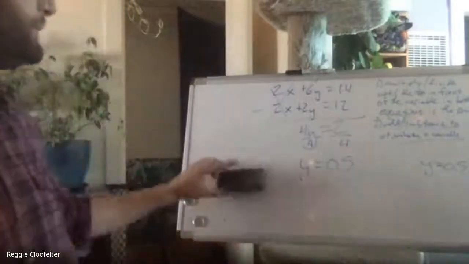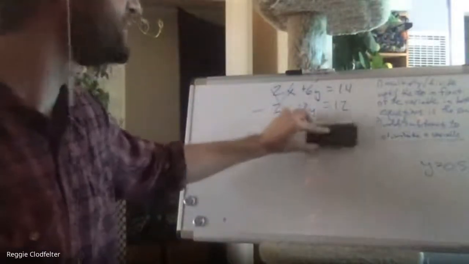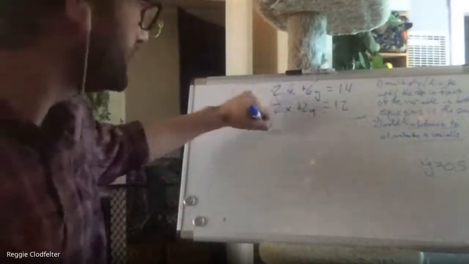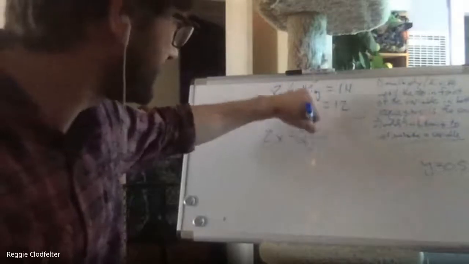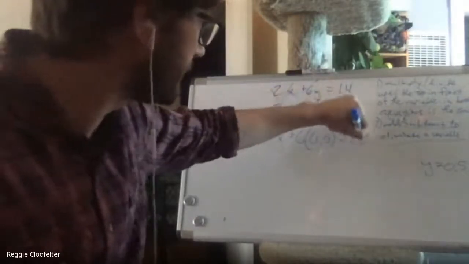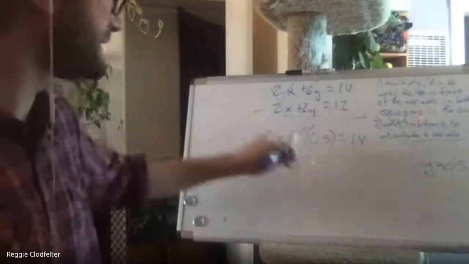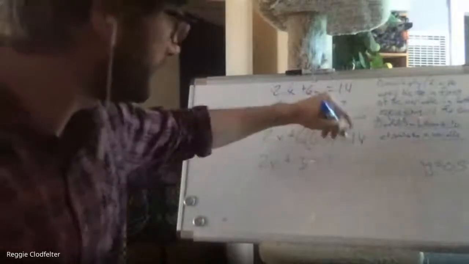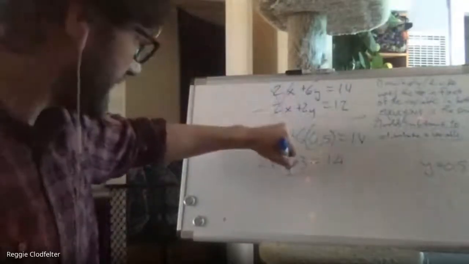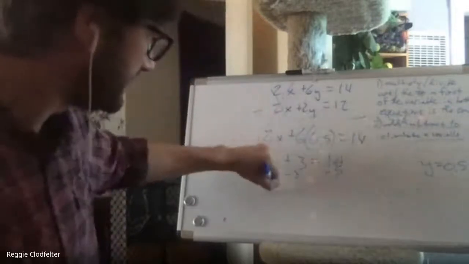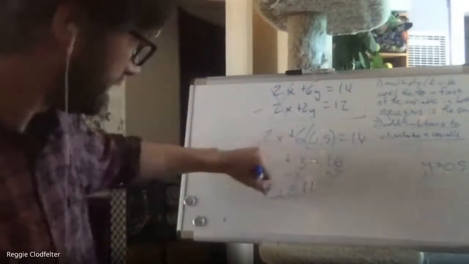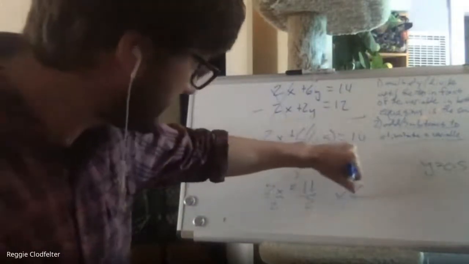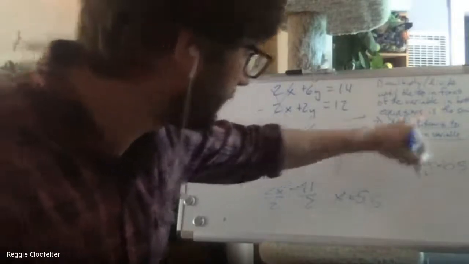Now I'm going to write that over here. We're going to erase. Now I can just plug 0.5 in for y in either equation. We'll do the top one. 2x plus 6 times 0.5 equals 14. 2x plus, this is 3, equals 14. I'm now going to subtract 3 from both sides. 2x equals 11. Divide by 2. X equals 11 divided by 2, or 5.5.